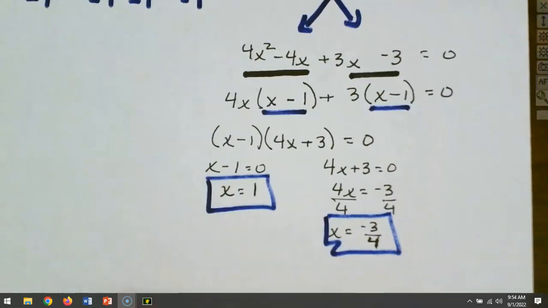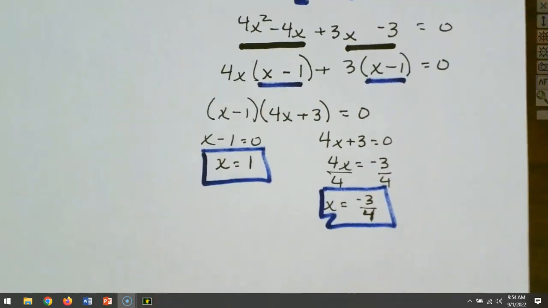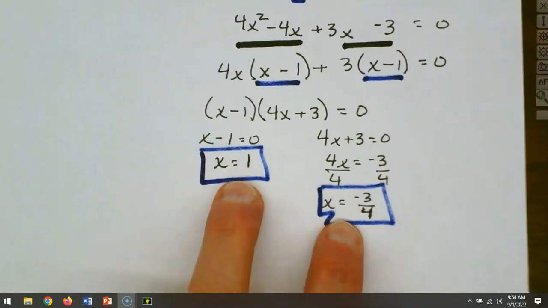Is everyone okay with how we did that? Let's do another zero factor. Zero factor is very, very important. We use it a lot. That's why we're going to spend some time working on it. Does someone have a question? Yes, these are our two answers here.